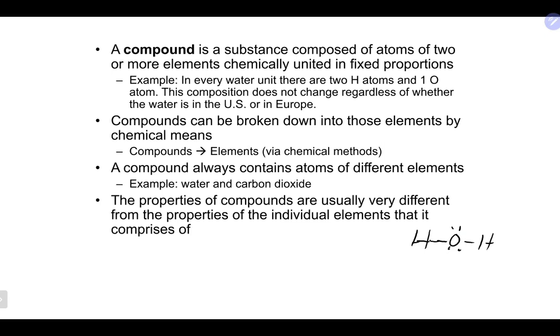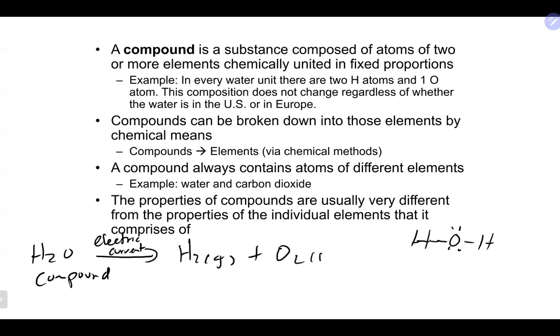Now, compounds you can break back apart into elements. So you can take a compound like water and, as we just talked about, run an electric current over it. And it would break apart into hydrogen gas and oxygen gas, which are both elements. And they are both actually diatomic molecules as well. But that is as far back as you could go. You can't take the hydrogen gas and oxygen gas and continue to do something to it to break it down any further. That is as far back as you go.